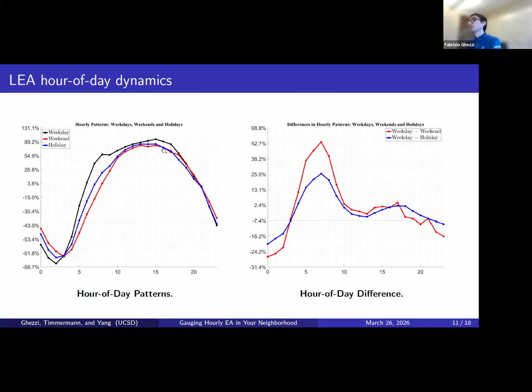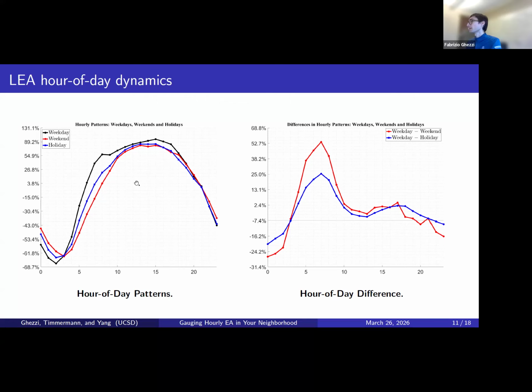In fact, if we zoom in on hour of the day dynamics, here I'm plotting hour of the day dynamics for weekdays versus weekends and holidays, you can see that the difference is huge. If you look at the difference in hour of the day between an average weekday and weekend, you can see that it goes up to 52%. And this is taken care of by the calendar components. So both components, the slow moving mean and the calendar component, are important.